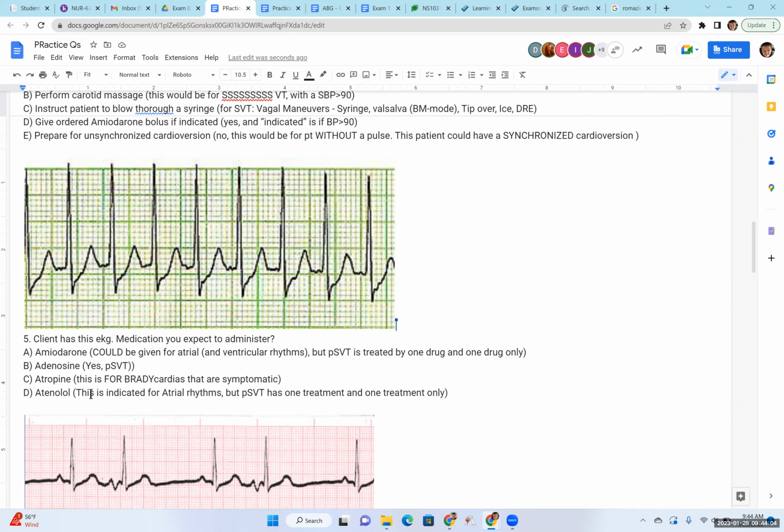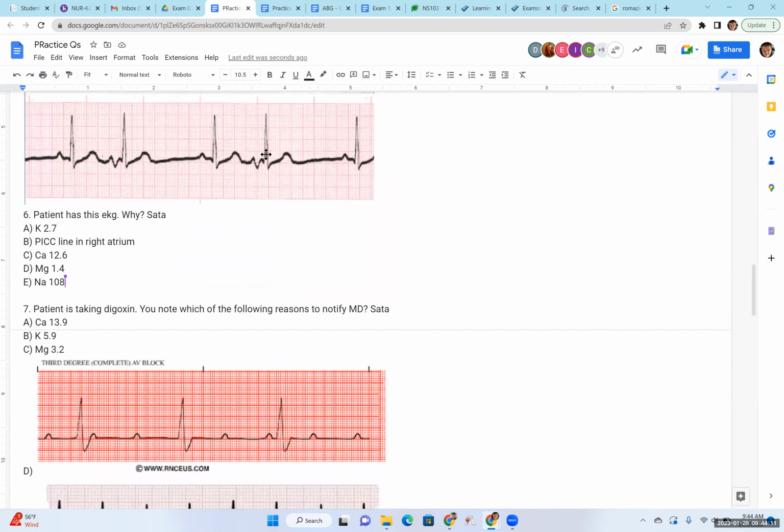All right, next one. What is that? We did that one in the chat, right? They got a PAC. This really probably might be a little faster rhythm, but either way, we know PACs are caused by, right? So yes, PACs are caused by low lights, right? PICC line in the right atrium. Yes, this is a complication.